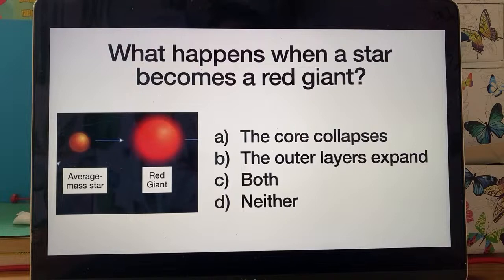What happens for a star to become a red giant? What has to happen? A, the core collapses, B, the outer layers expand, C, both, or D, neither.